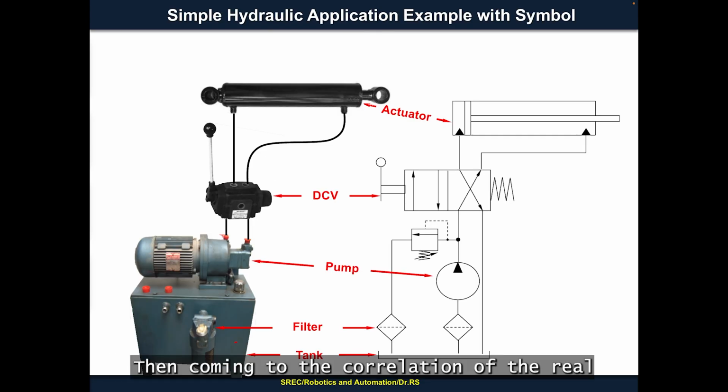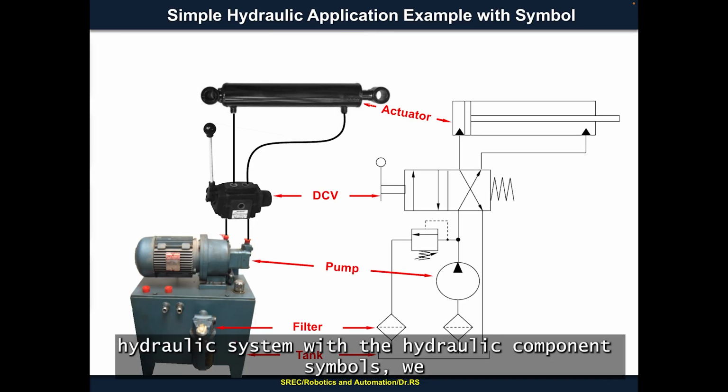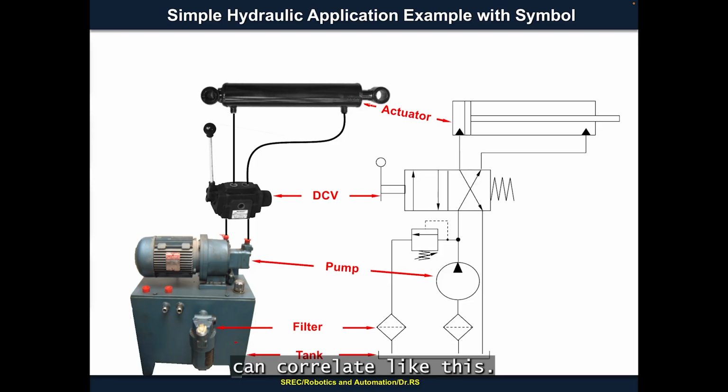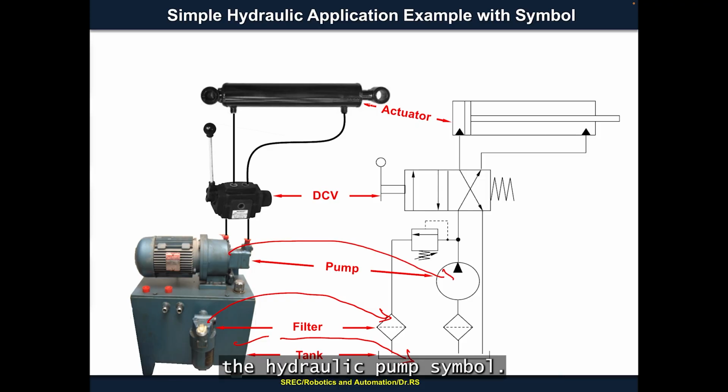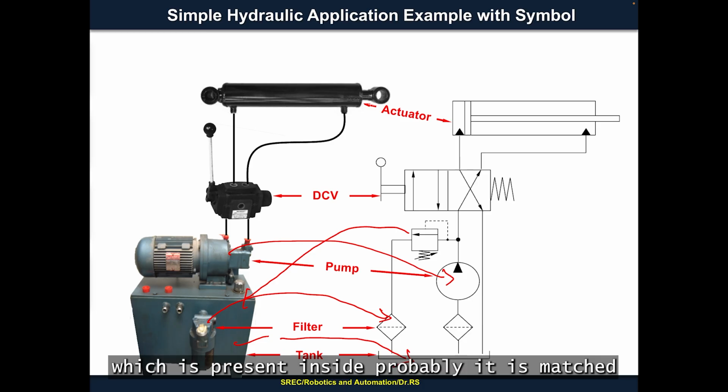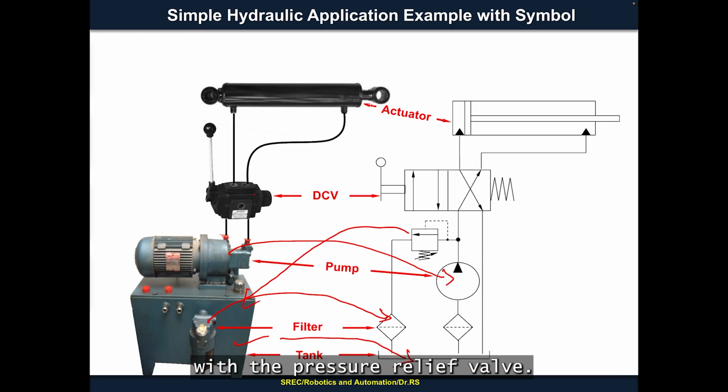Then coming to the correlation of the real hydraulic system with the hydraulic component symbols, we can correlate like this. For example, you have a tank here, which is matched with the tank symbol. Similarly, we have a strainer, which is correlated with the strainer symbol. Then we have a pump fitted with the motor, which we can match with the hydraulic pump symbol. Then we have a pressure relief valve, which is an integral part of the hydraulic power pack and present inside, and it is matched with the pressure relief valve symbol.